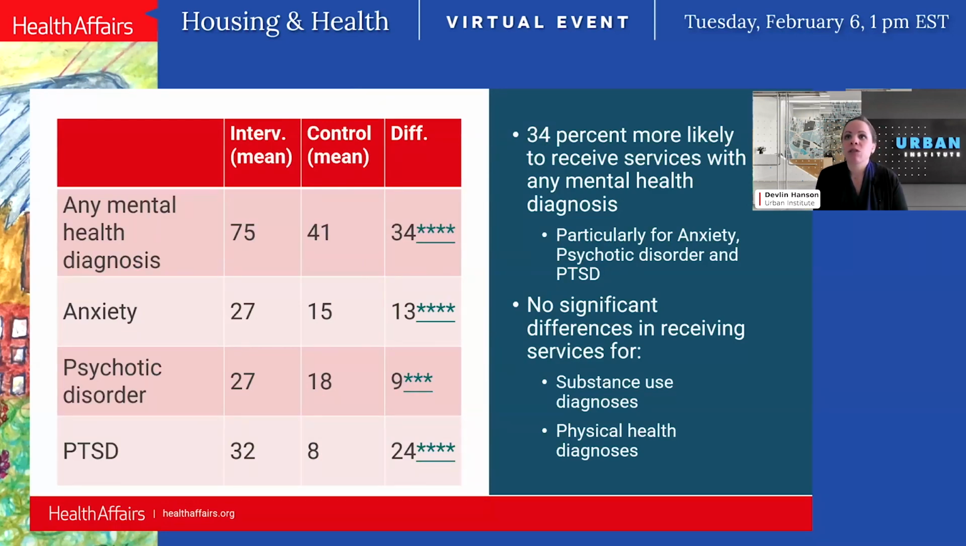When looking at the share of individuals who had any visit with a specific diagnosis, we found that the intervention had a significant impact on the share of individuals who received any service with a mental health diagnosis. Specifically, we found that those in the intervention group were 34 percentage points more likely to receive any service with a mental health diagnosis compared to the control group in the 2 years post-randomization. This is particularly true for diagnoses related to anxiety, psychotic disorders, and PTSD. We found no significant differences in receiving services with a substance use diagnosis or a physical health diagnosis. Next slide.